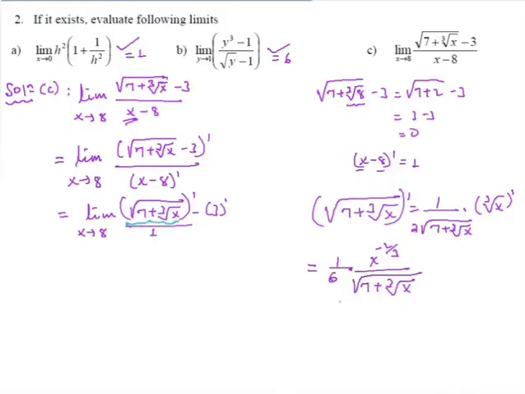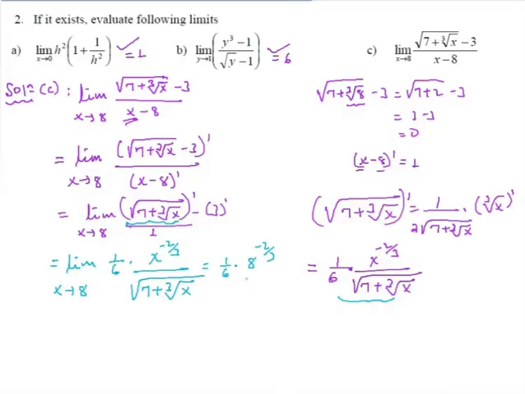In place of this, we can substitute this one. So this means the limit of 1 over 6 times x to the power of minus 2 over 3, over the square root of 7 plus cubed root of x, as x approaches 8. Now you can directly substitute 8. So it means 1 over 6 times 8 to the power of minus 2 over 3, over the square root of 7 plus cubed root of 8.